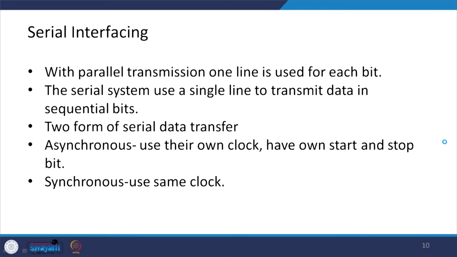Serial interfacing. With parallel transmission, one line is used for each bit, and in a serial interface system they use a single line to transmit data in sequential bits. So, the two forms of serial data transfer are asynchronous and synchronous. The asynchronous one uses its own clock and has its own start and stop bits, whereas the synchronous one, as the name indicates, uses the same clock.